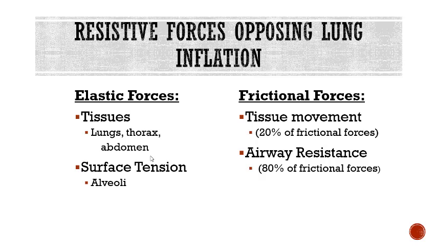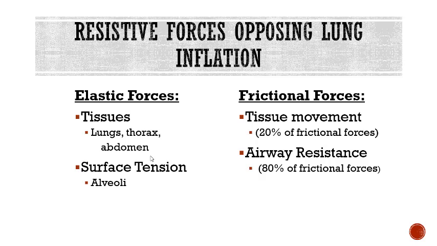Elastic forces are made up of tissues, so your lungs themselves have a certain amount of recoil that's built in, right? You can kind of think about it as like a rubber band that as you stretch it out, it wants to recoil back to its original position. Your lungs have that same kind of tissue comprising them. So they're going to stretch out and open up, but they're going to want to recoil back down to their resting position. So that is an elastic force that is opposing inflation.